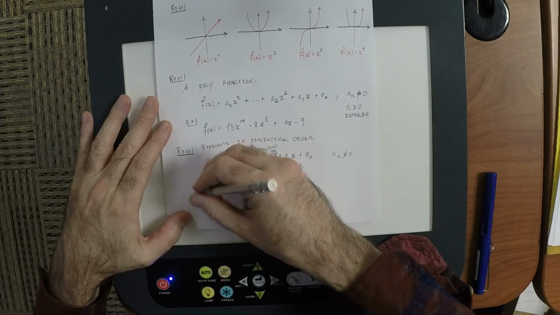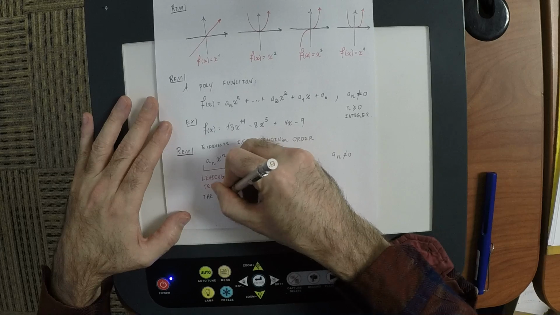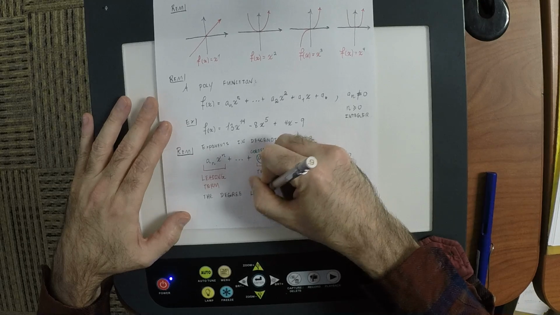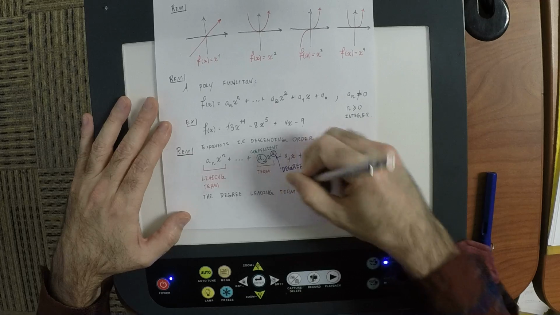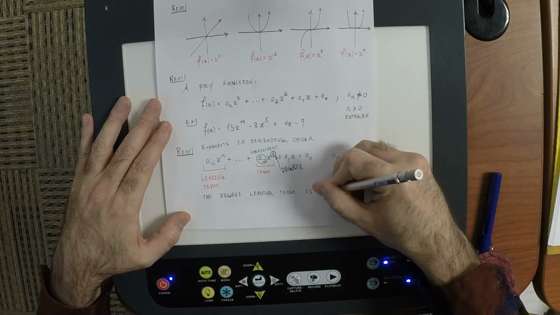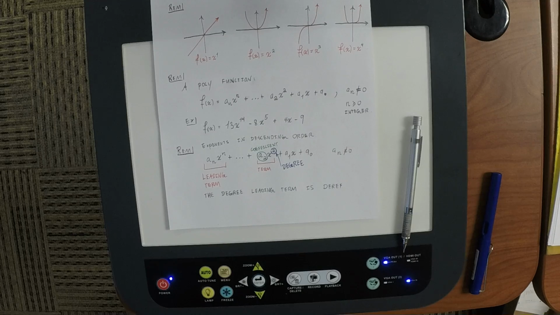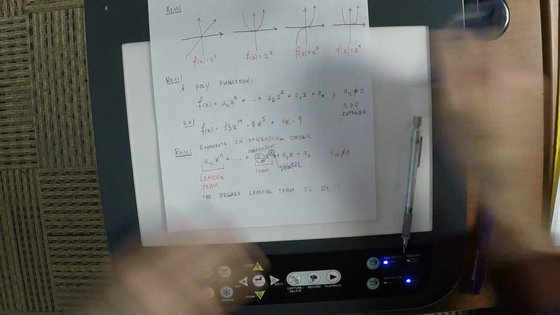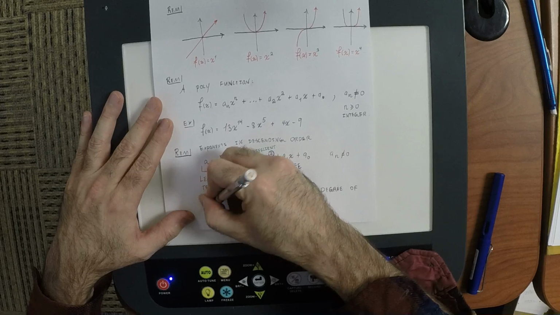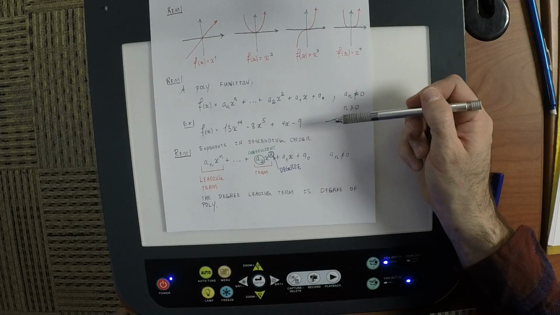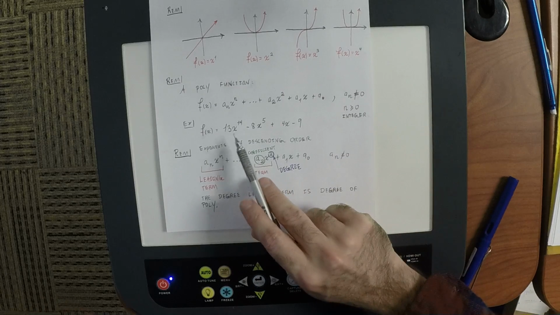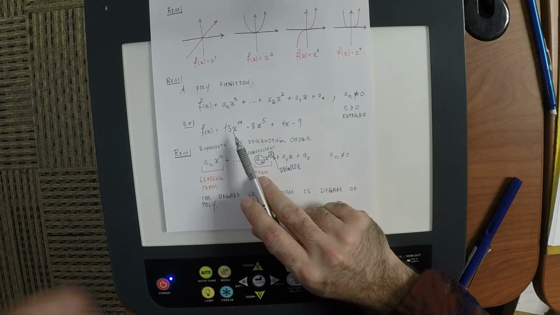Further, the degree of the leading term is the degree of the polynomial. So for example, with this polynomial, what's the degree of this polynomial? 14. Because that one is the leading term, and its degree is 14.